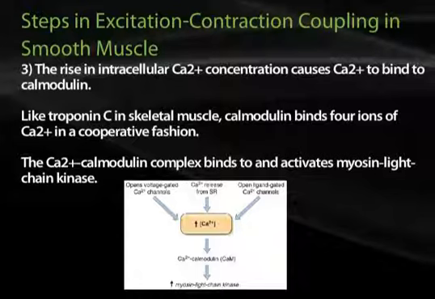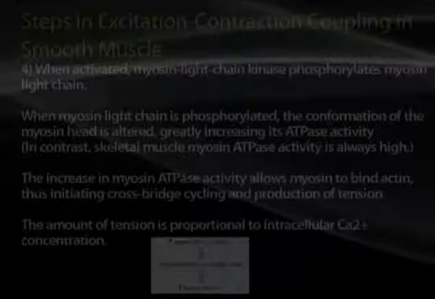Number 3. Rise in intracellular calcium concentration causes calcium to bind to calmodulin rather than troponin. Like troponin C in skeletal muscle, calmodulin binds 4 ions of calcium in a cooperative fashion. The calcium-calmodulin complex binds to and activates myosin-light-chain kinase.